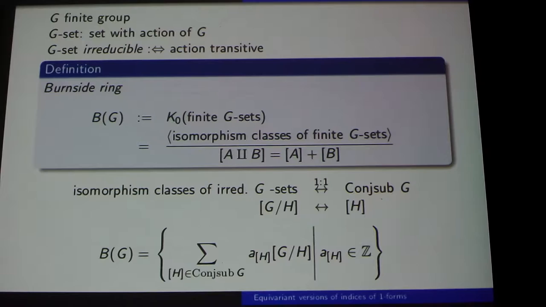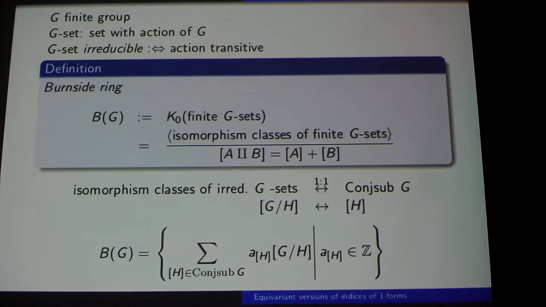So this is the group structure. There's also a ring structure, which is given by the Cartesian product of the two G-sets. But I won't consider this ring structure in my talk. So I always consider the Burnside ring as a group. And as a group, it is freely generated by the isomorphism classes of irreducible G-sets.